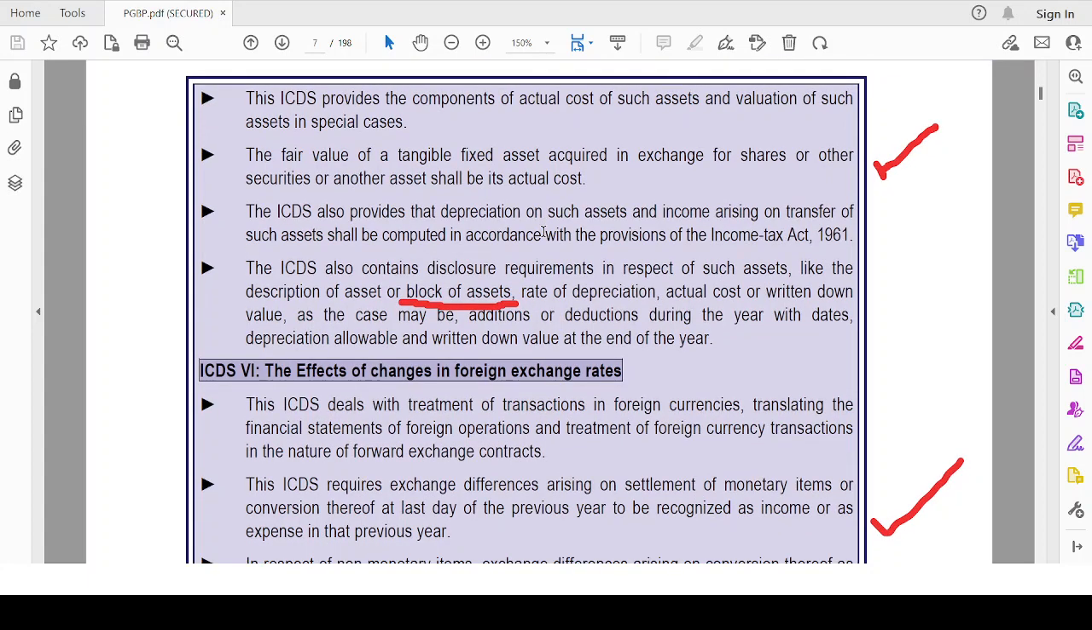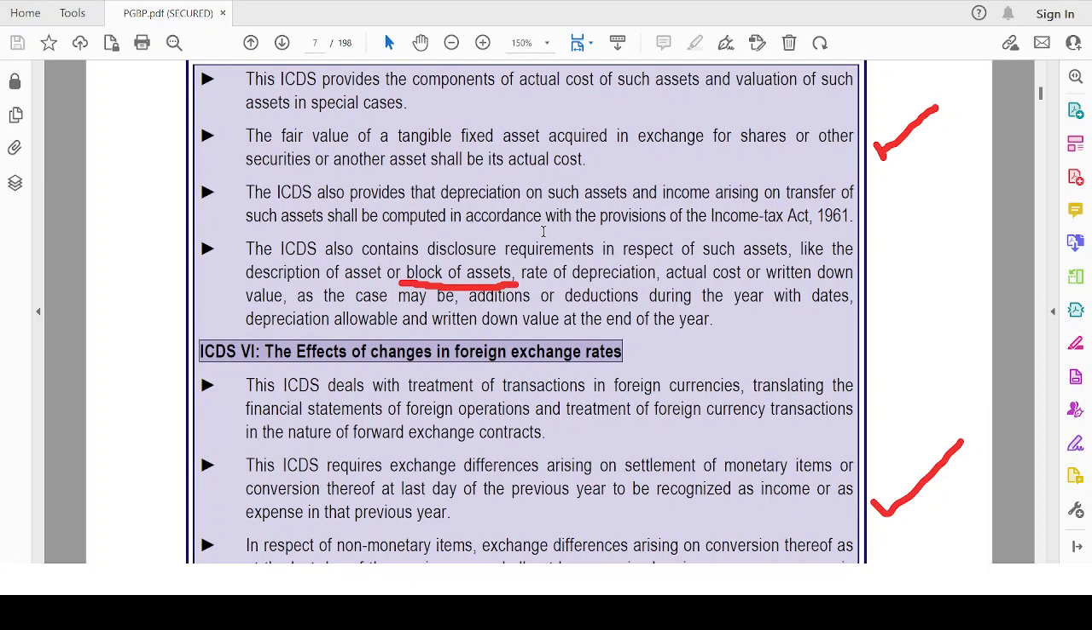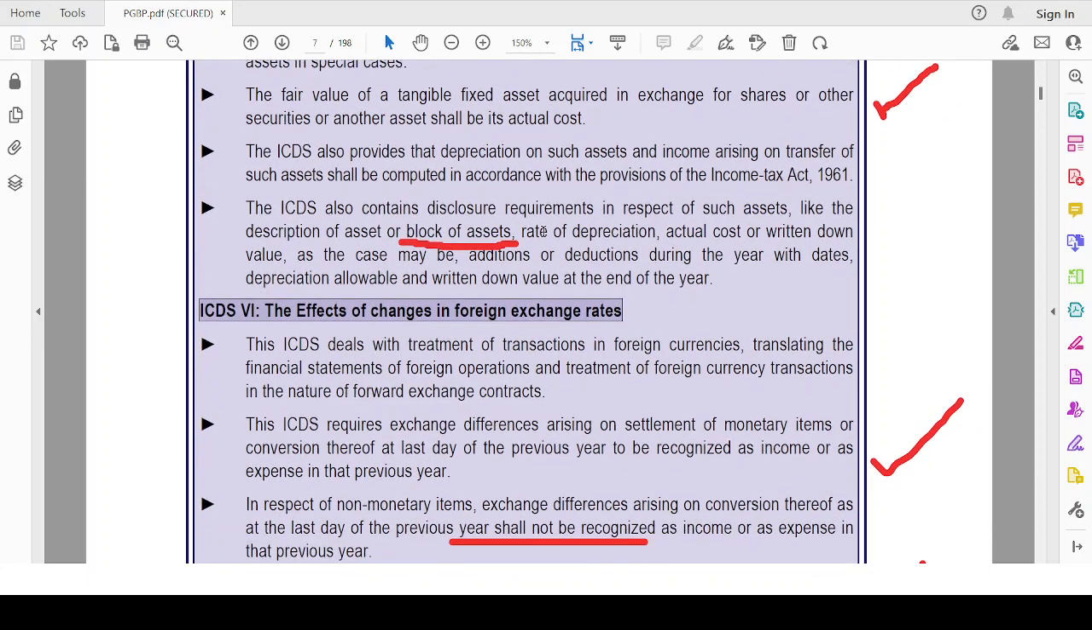Depreciation will be based on which method? The block of assets concept, and the rates will be based on the Income Tax Act. Then I have to disclose the opening balance, additions during the year of more than or less than 180 days, reductions during the year with dates, depreciation allowable, and the value at the end of the year. Generally, we have only one method, known as the written down value method.